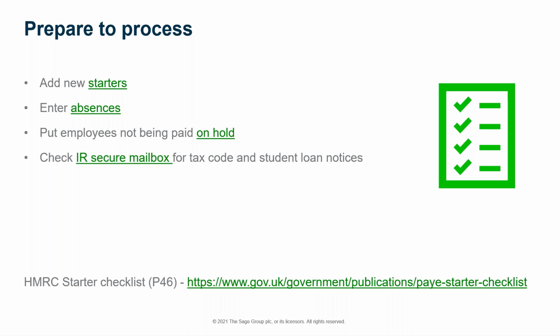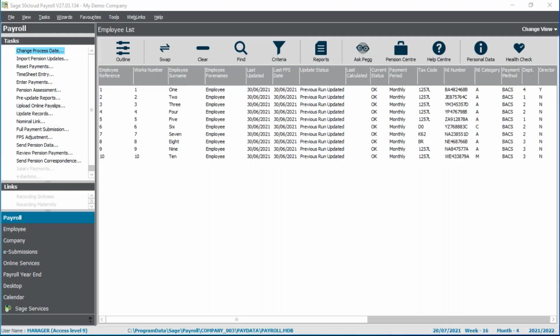You can do that within the software. You don't have to go into a separate browser, and you'll be able to apply any of those changes directly to the relevant employees. So we're going to start our first demo by taking you through some of those preparation steps. What I am going to do is just switch to my other screen. And you'll see there that I'm already logged in to Sage 50 Cloud Payroll. I'm going to be running a monthly payroll in today's demo.